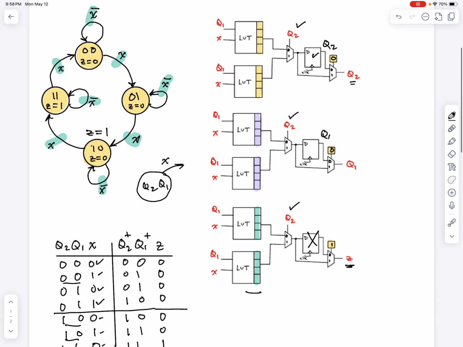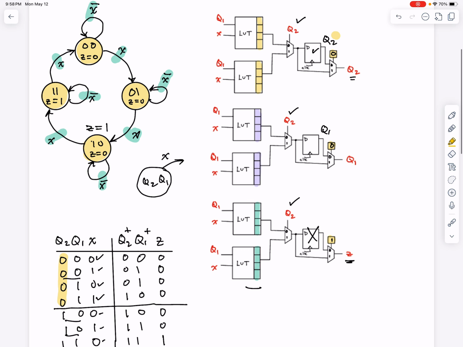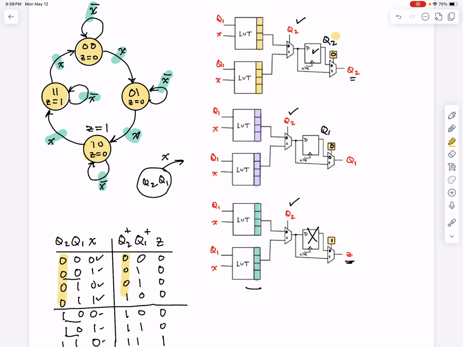Well, the way this is working is that when I look at Q2, Q2 is a 0 right here. So I'm looking at the Q2 flip-flop. Basically, this is telling me the next state when Q2 is equal to a 0. So I would literally just copy this over. When Q2 is equal to 0, we select the upper LUT, and this would be 0, 0, 0, 1.